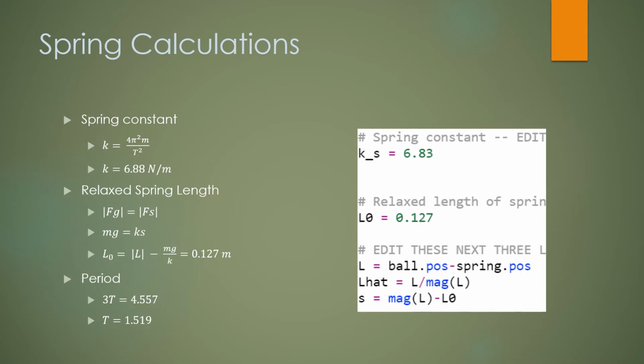We also need to find the period. This is 3T, which we find to be 4.557, and to find T, we divide by 3 and get 1.519. You can see how these values are inserted into the code here on the right.